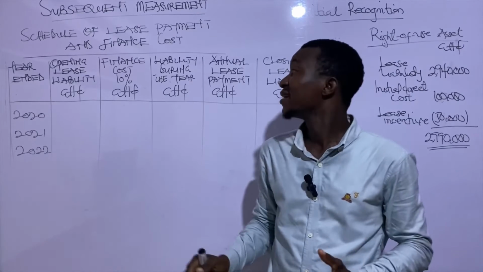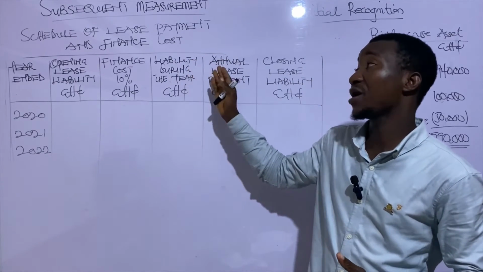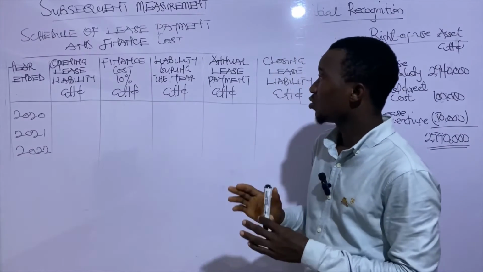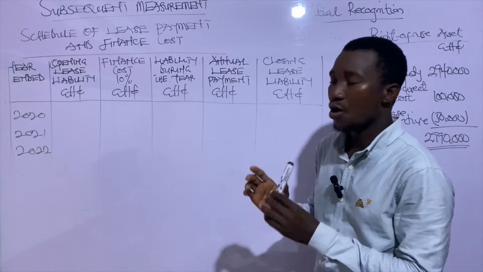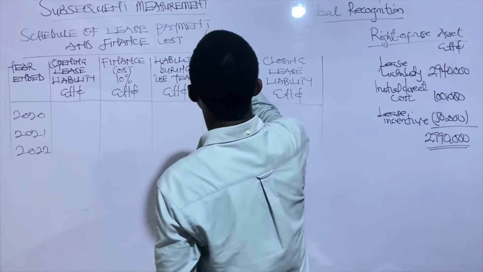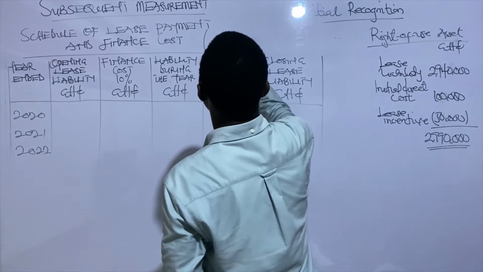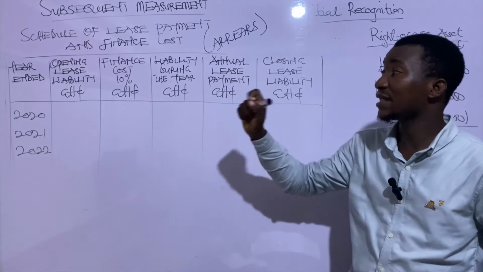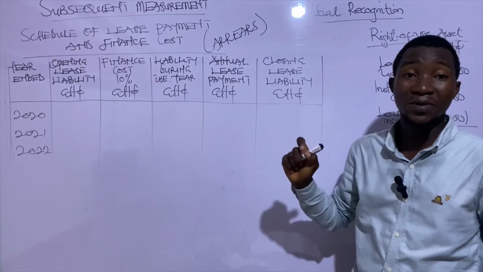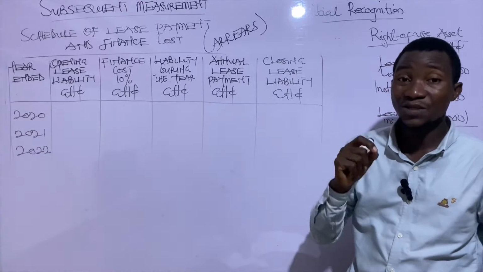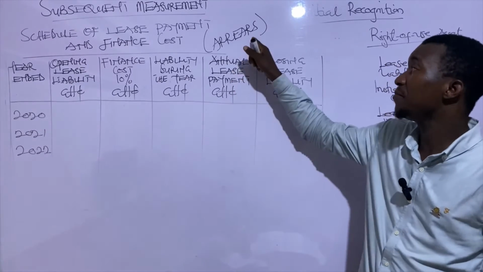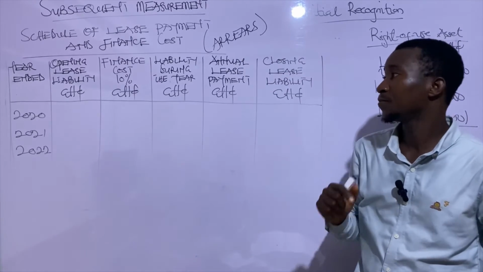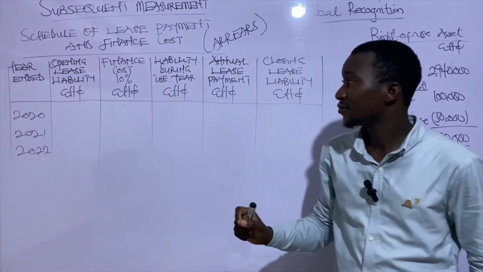So subsequently, this is how the schedule of lease payment and finance cost looks like. Is that okay? But take note that payments are being made in arrears. Take note that the payment model determines the structure of the schedule of lease payment and finance cost. In this particular question, the lease payments are being made in arrears. That is, lease payments are being made at the end of the financial year. So we begin with the year ended.